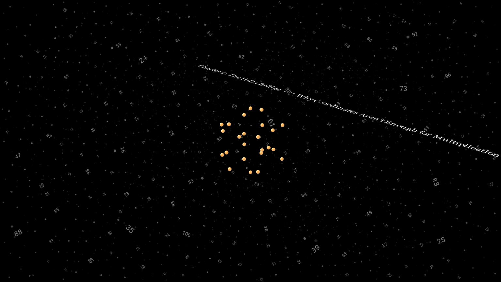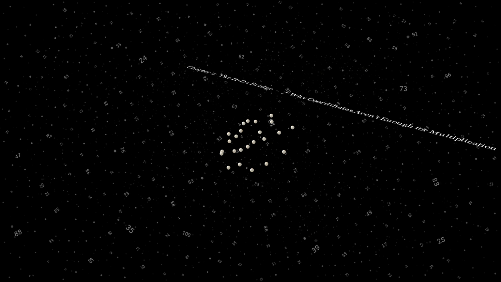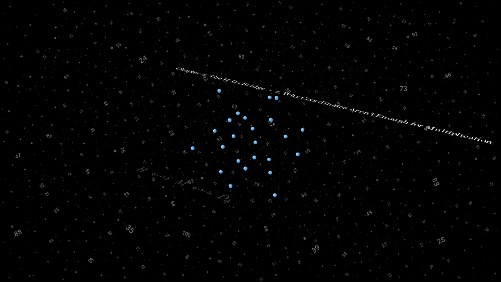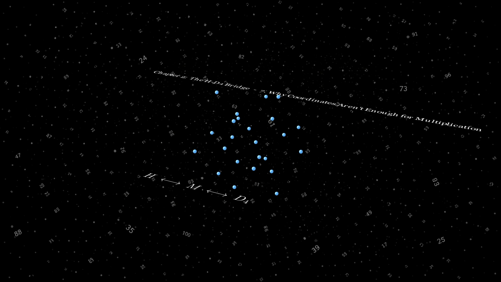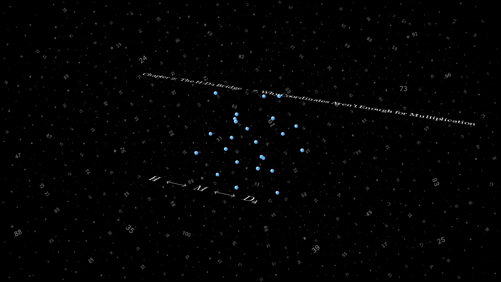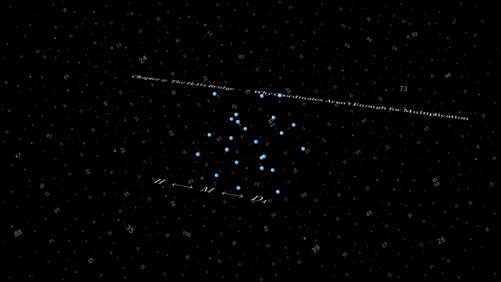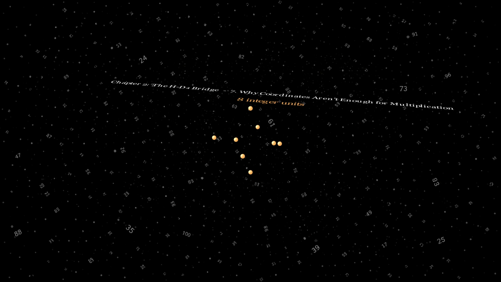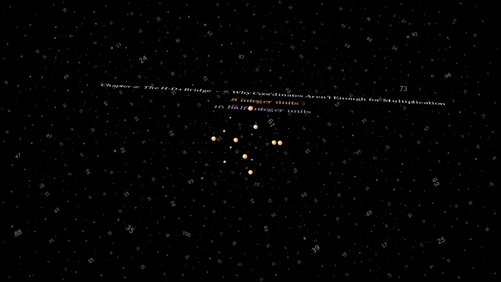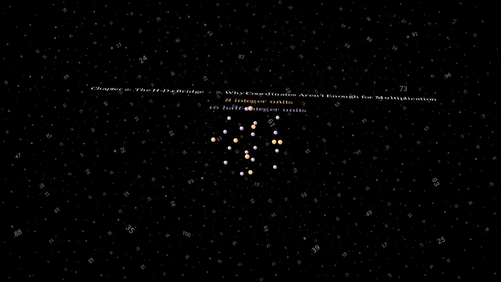Seven. Why coordinates aren't enough for multiplication. In the previous scene, we established a remarkable correspondence. The Hurwitz lattice maps bijectively onto the D4 lattice. The 24 Hurwitz units map to the 24 roots of D4. Geometrically, the two descriptions give us the same 24 cell. But now we have to ask a different question.